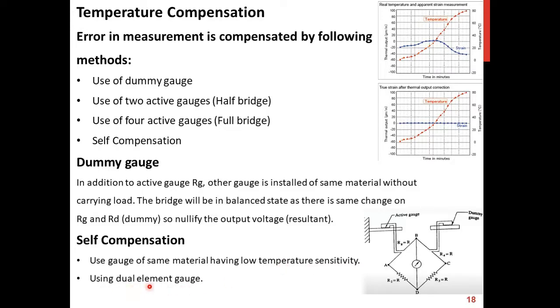And the last one is the dual element gauge. We make use of a strain gauge having two portions, one with a positive temperature coefficient and one with a negative temperature coefficient. In the positive temperature coefficient part, when there is a change in the temperature, the strain will increase. In the negative part, the strain will decrease. As a result, the overall effect nullifies the change in the resistance due to the temperature change. Hence we get the zero strain line as shown in the curve in this self-compensation technique.